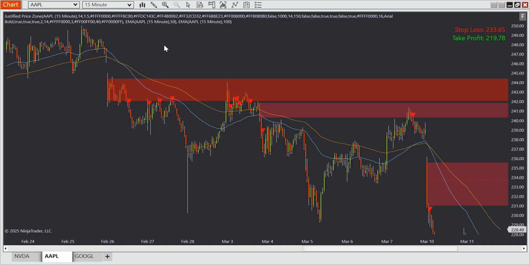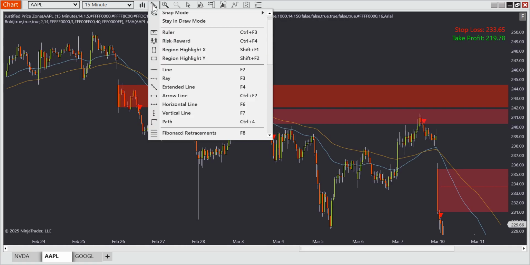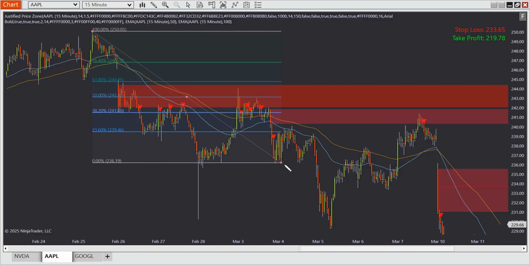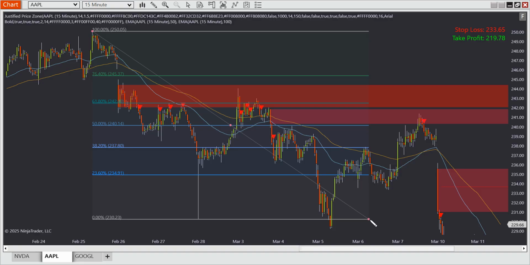So just like in the previous example, we can take a fib, find the overall price range. So we have this high here, anchoring it on this low, this very long wick. But we have the exact same thing.